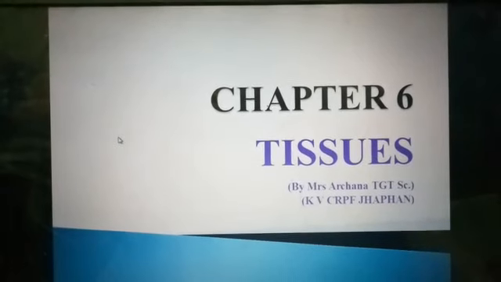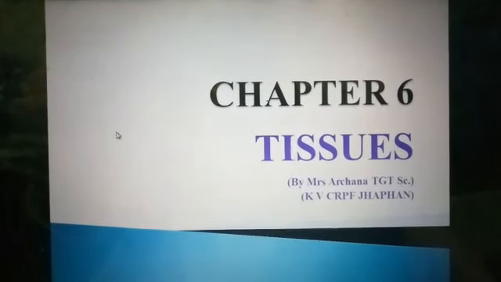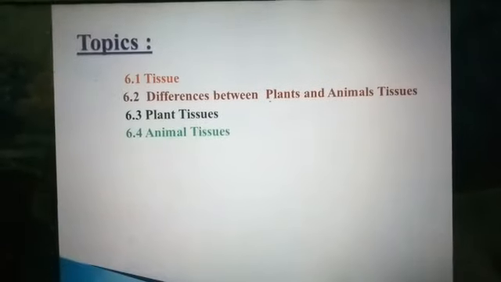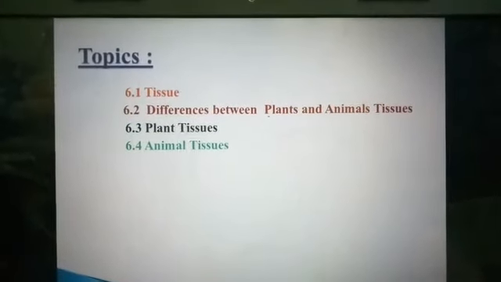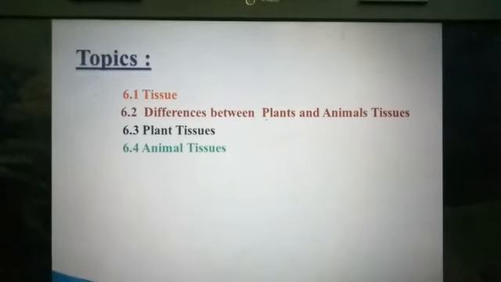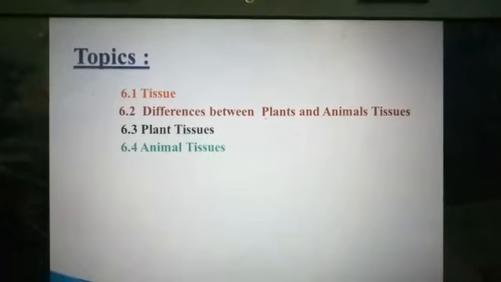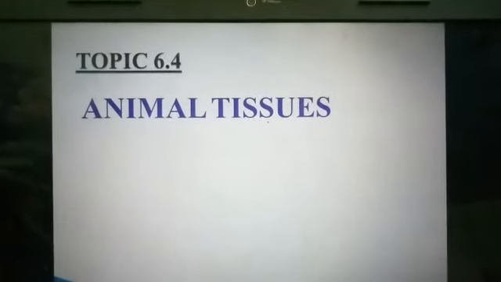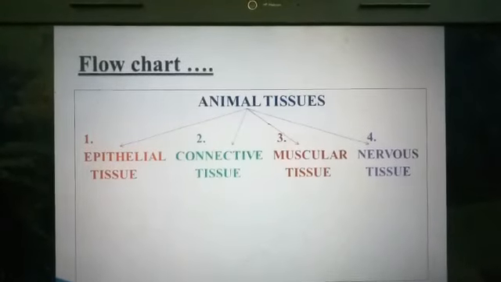Good morning, ninth class. Today our chapter is chapter number 6 and the name of the chapter is tissues. And total 4 topics are there. Out of this we have already completed up to 6.3 plant tissues, and today is the turn of 6.4 animal tissues. So here is our topic, animal tissues.